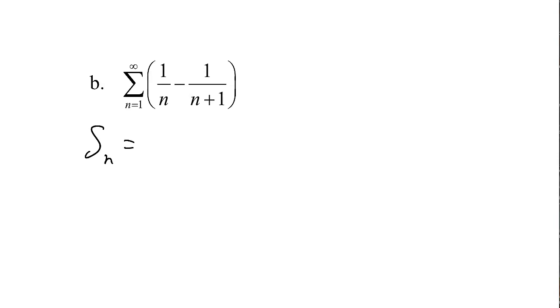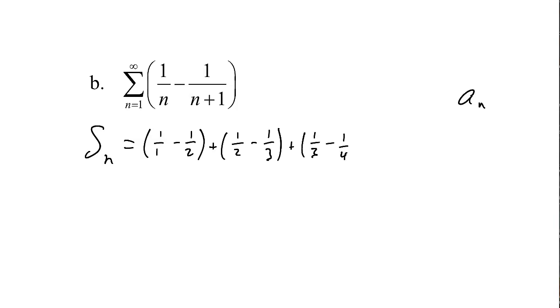So with this nth sum, my last term is going to be the a sub n term. Well, if I do the first term, that would be 1 over 1 minus 1 over 2. And then the second term would be 1 over 2 minus 1 over 3. That's interesting. And then the third term would be 1 over 3 minus 1 over 4. Okay, so check this out, right? Negative 1/2, positive 1/2, negative 1/3, positive 1/3. Then I bet negative 1/4, positive 1/4.